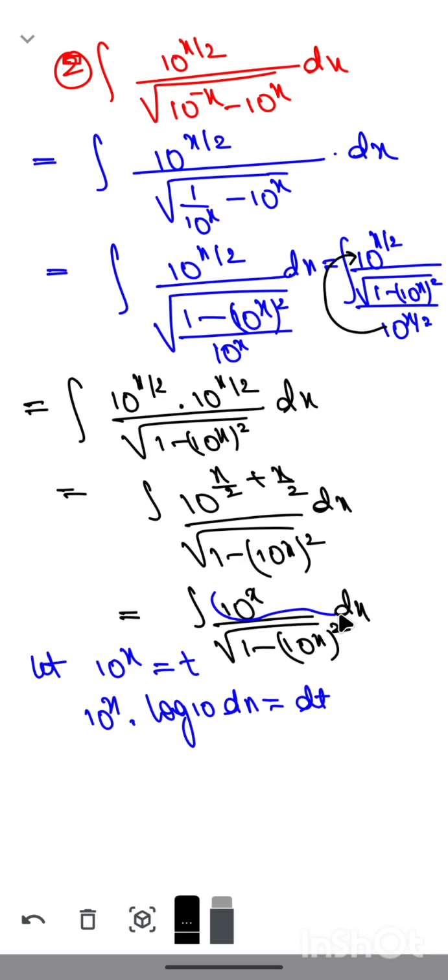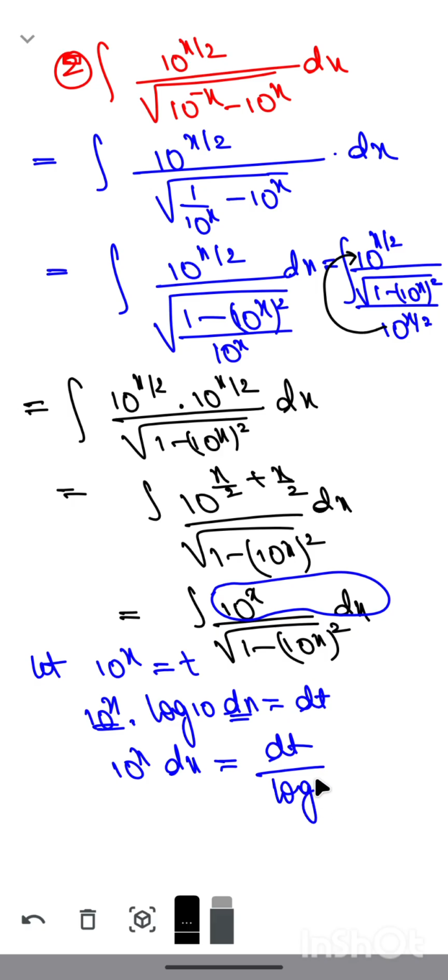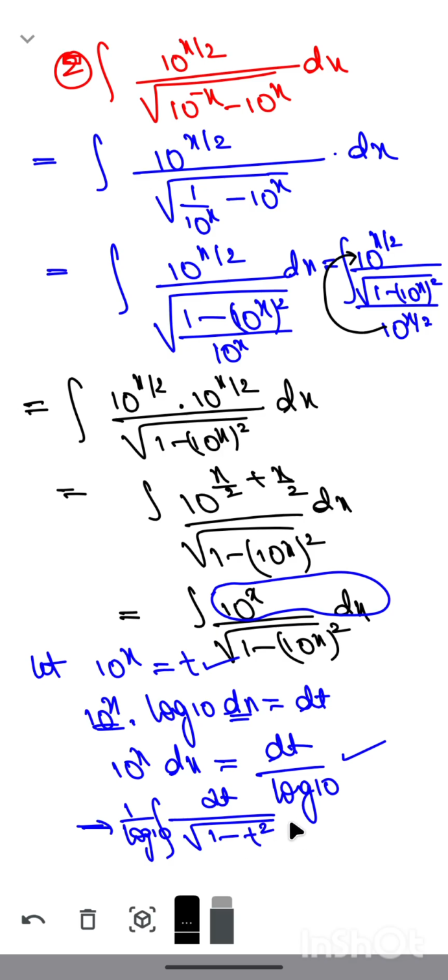Now when we observe the remaining part of the problem, we have 10 power x into dx. So let us find the value of 10 power x into dx. 10 power x into dx is equal to dt divided by log 10. Substituting 10 power x is equal to t and 10 power x into dx as dt divided by log 10, the given problem will become the integration of dt whole divided by log 10. In that, 1 divided by log 10 is a constant, and the remaining is only dt whole divided by root of 1 minus 10 power x, which we have already assumed as t. So 10 power x the whole square will become t square.